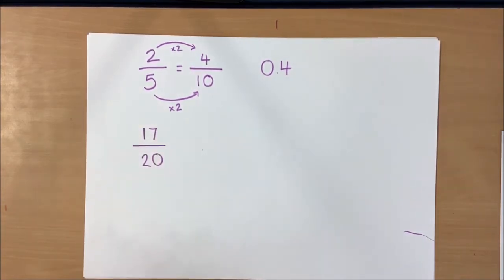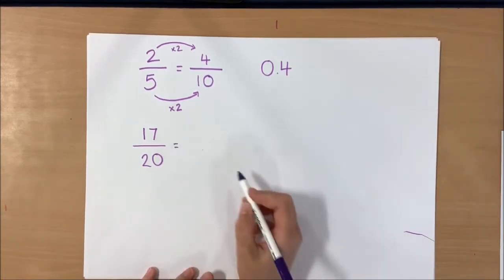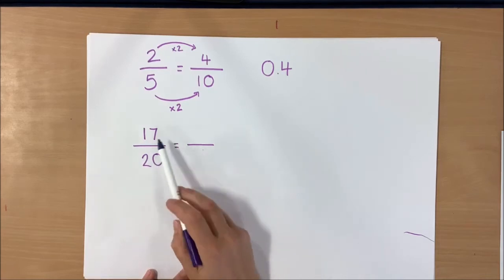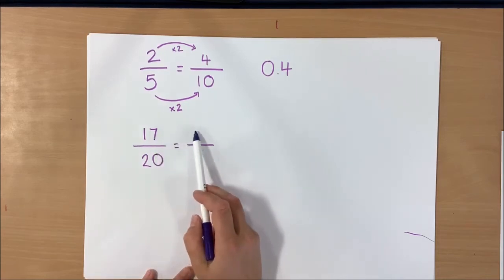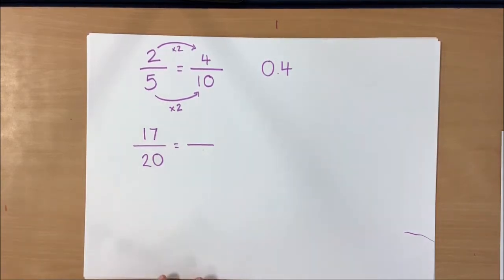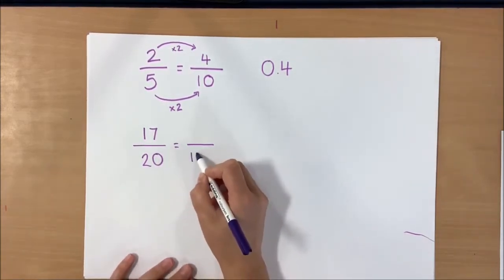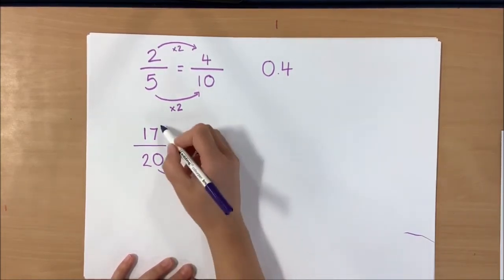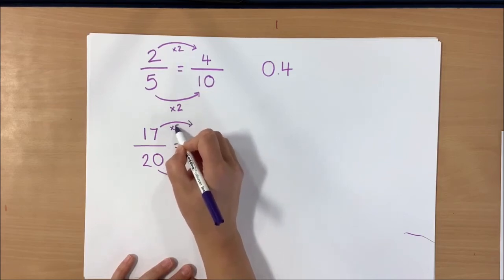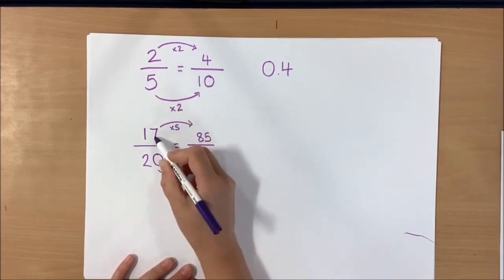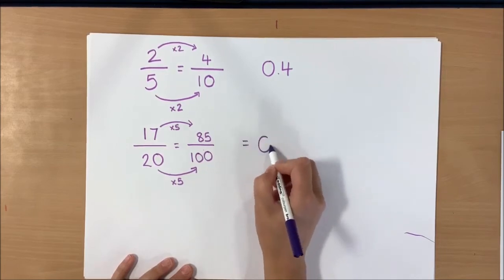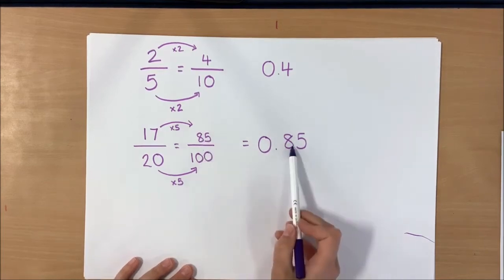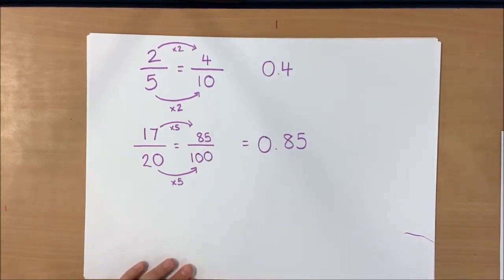17/20. We could change it so that our denominator is 10, but to make 20 into 10, I need to halve it. And if I halve 17, I end up with a decimal. Now, you can't have a decimal in a fraction. So instead of 10, I'm going to go for 100 as my denominator. 20 times 5 is 100. 17 times 5 is 85. So 17/20 is the same as 0.85. 80 of those hundredths is 8 tens, and 5 hundredths is 5 hundredths.